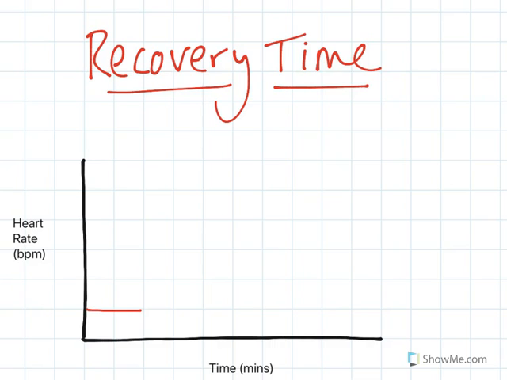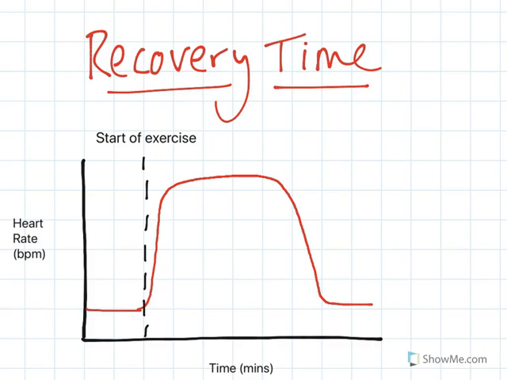So let's consider a person who has a relatively low heart rate to begin with, but then carries out some form of exercise. So the heart rate increases very quickly, it levels out during the exercise that they're doing, and then at some point they stop exercising and the heart rate goes slowly back down to normal and returns to its normal level about this time.